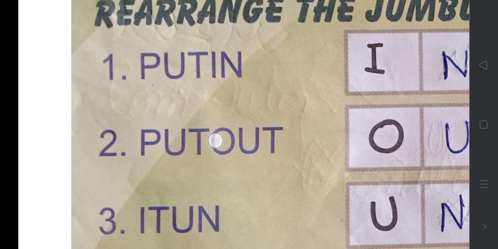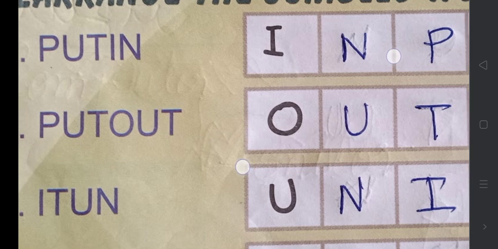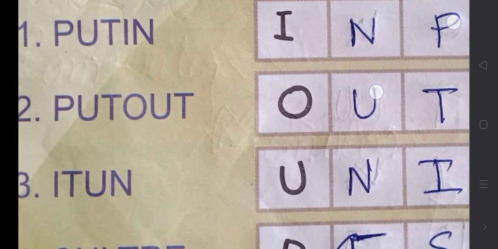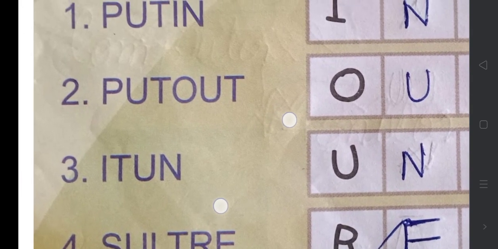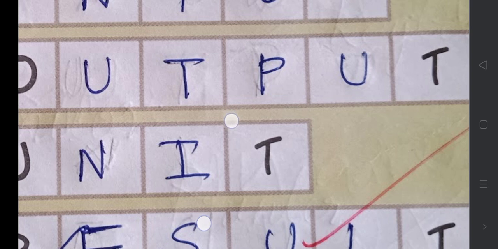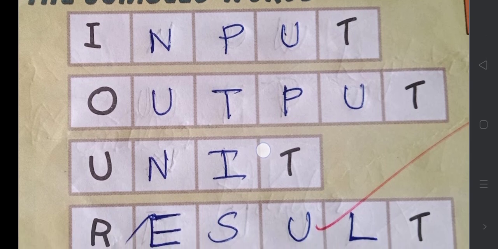So, input. See here, I have rearranged it and written it in the correct order. Input, understand? Then see here, put out. Is there any meaning for put out? So what you should do is bring this out to the front part, then this will become output. See here, I have written output. In the right manner you should write output.